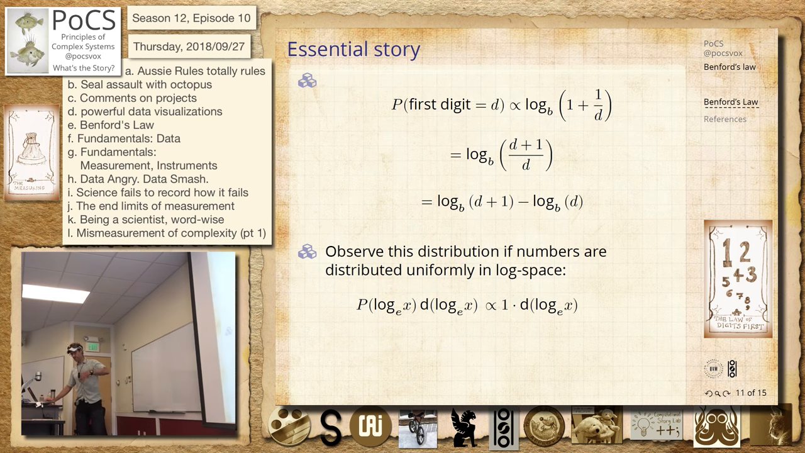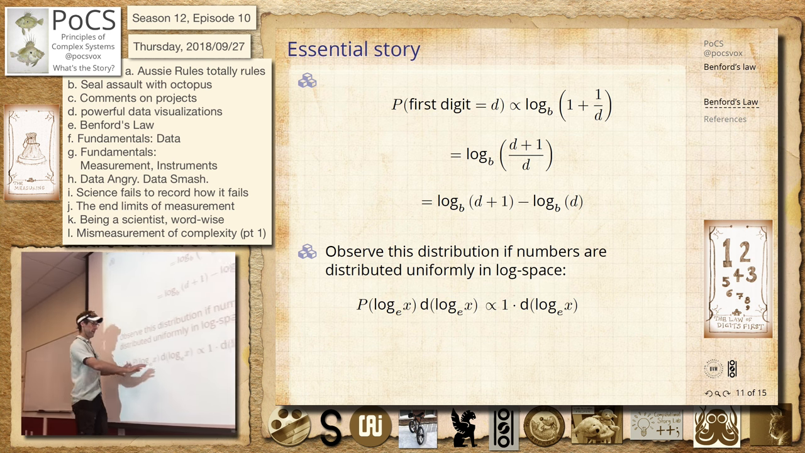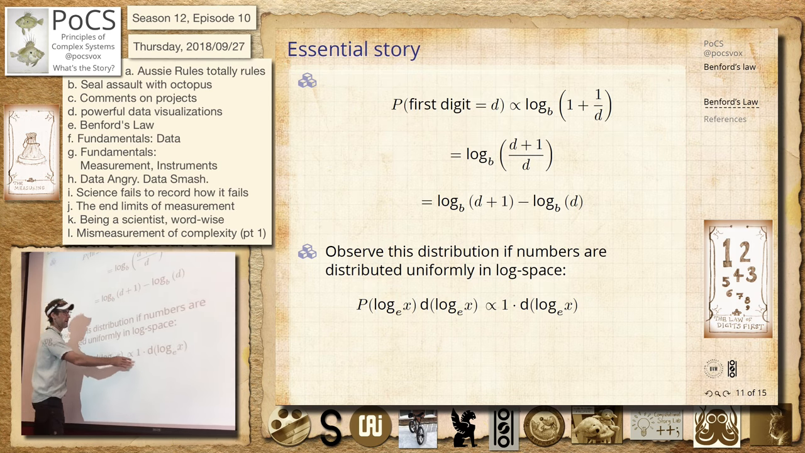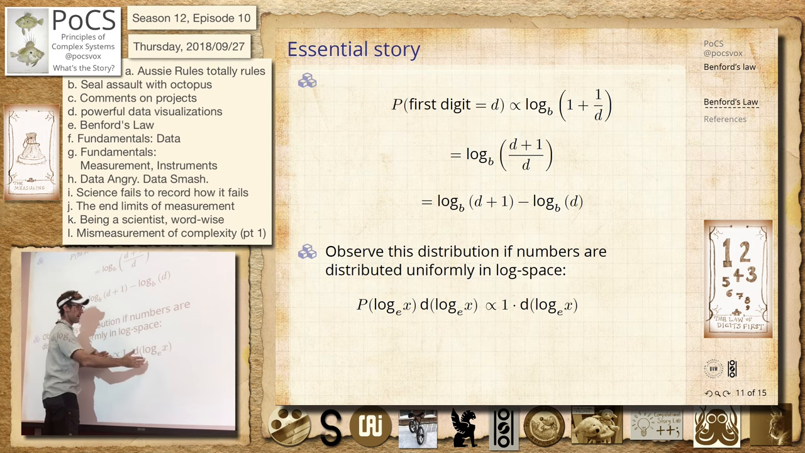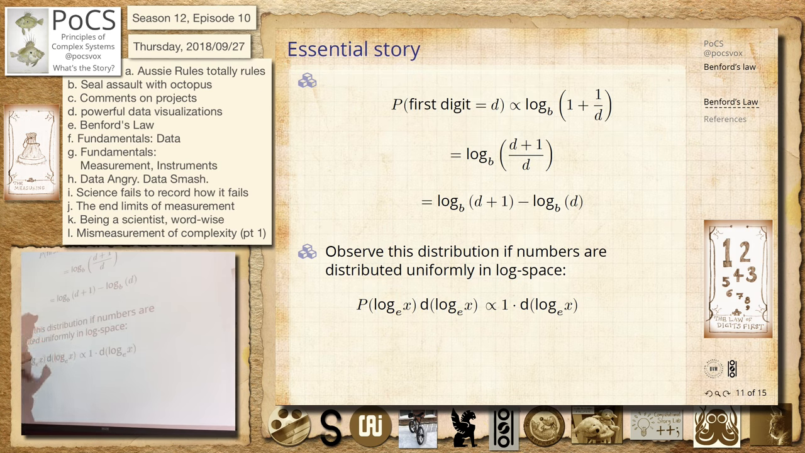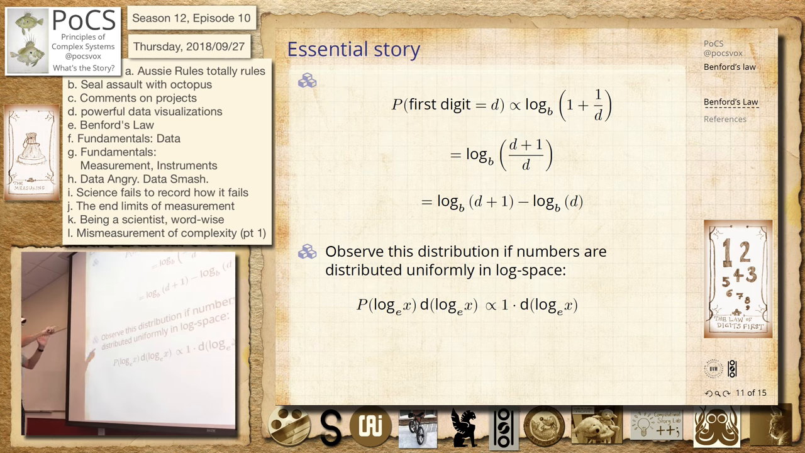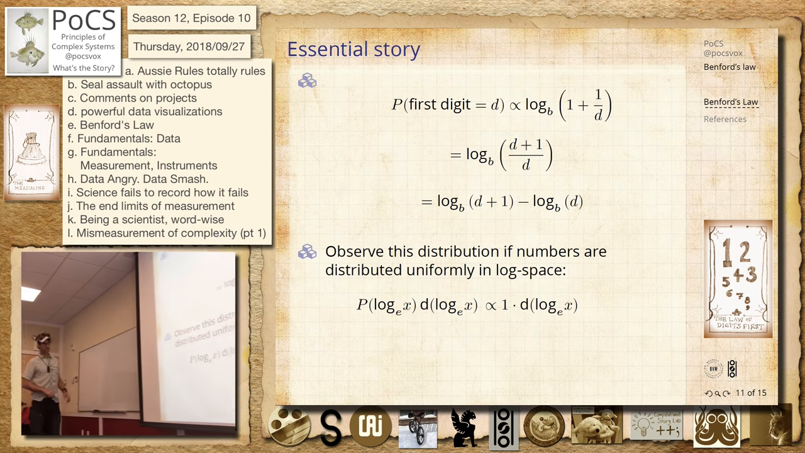And then that's repeated, as if you say 1 through 9, and then 100 through 900, and 1,000 through 9,000, they all have the same structures. So you could say the probability of, in log space, it's just 1 times the distance between them, right? It's just uniform in log space.